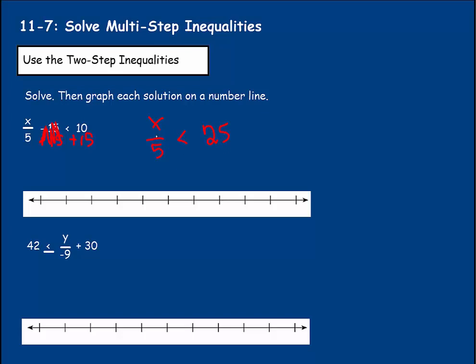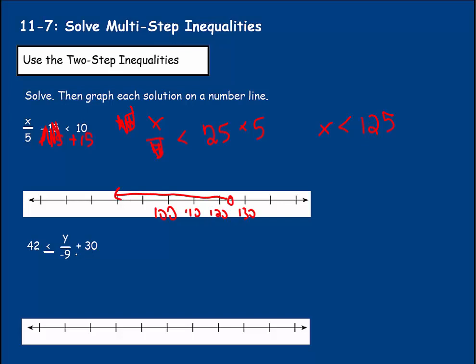We can undo the division here by multiplying times 5 on both sides. So dividing by 5 and multiplying by 5 cancel each other out. 25 times 5 is 125. So x is less than 125. If we're going to plot that out, we can make this 100, for example, and count by tens, 110, 120. Since it's less than and not less than or equal to, we put an open circle at 125. And we're going to the left because it's less than 125.